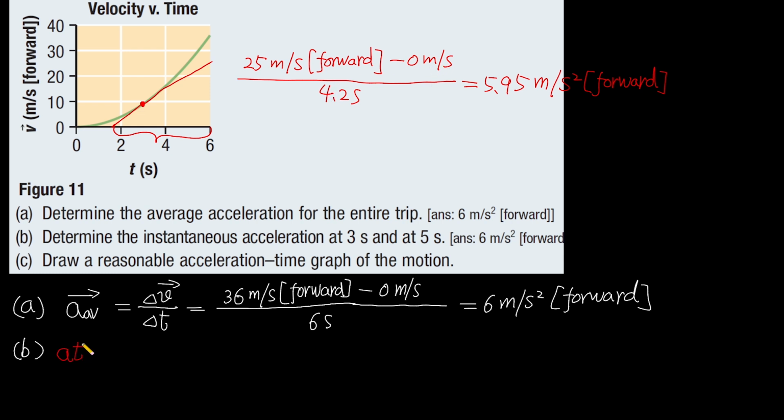So at 3 seconds, the instantaneous acceleration is just equal to 5.95 meters per second squared forward.